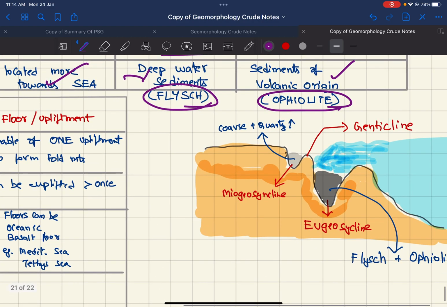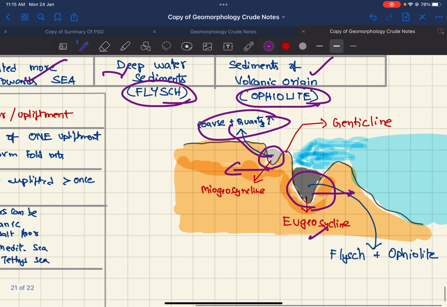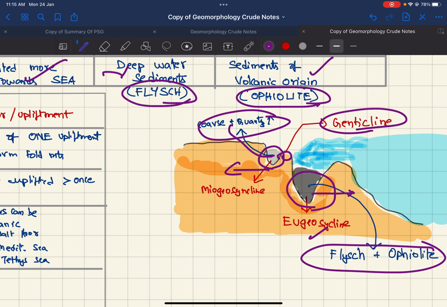So here we can see this is the miogeosyncline, which is smaller and shallower. Here we have the eugeosyncline, which is deeper. This is towards the ocean, this is towards the land. We have the coarse and quartz material here. We have the flysch and ophiolite here. In between these two, there is a landmass called a geanticline.